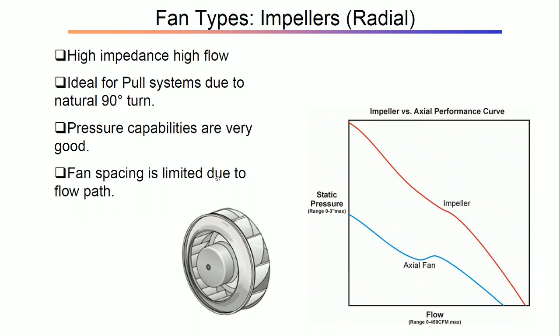The only problem is that fan spacing is limited due to the flow path. So, you cannot cascade them; you can't put one more. But with these axial blow fans, you can put one fan, another fan and so on. Actually, you can build up the pressure. In this case, it is not simple to make anything out of it.